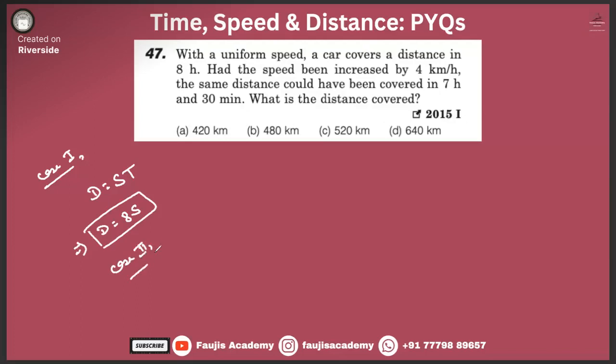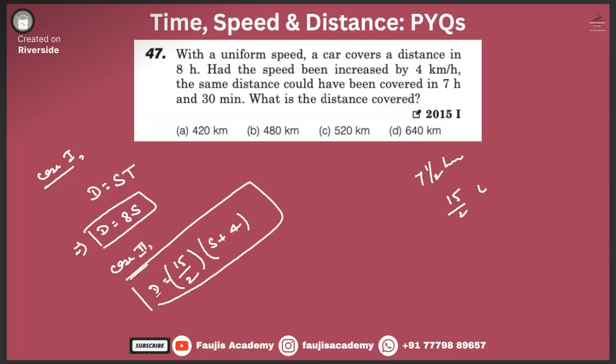Now case 2, what is happening? Had the speed been increased by 4 kmph, the distance would have remained the same, but the timing would have become 7.5 hours. 7.5 hours means 15 by 2 hours. So let's write 15 by 2 in place of time, and instead of speed we write S plus 4. These two Ds are the same, because the distance will remain the same. So 8S is equal to 15 by 2 into S plus 4.